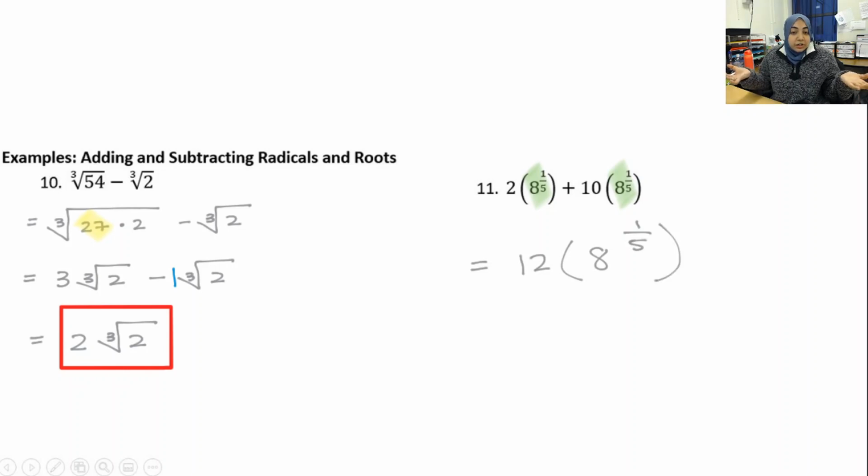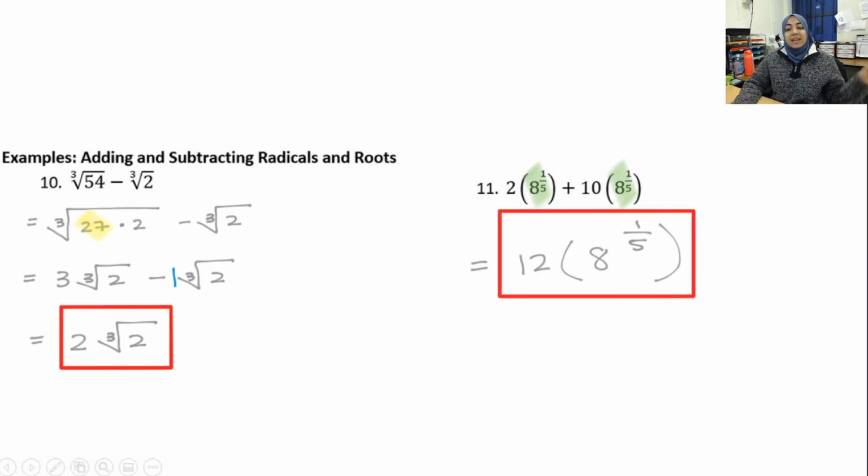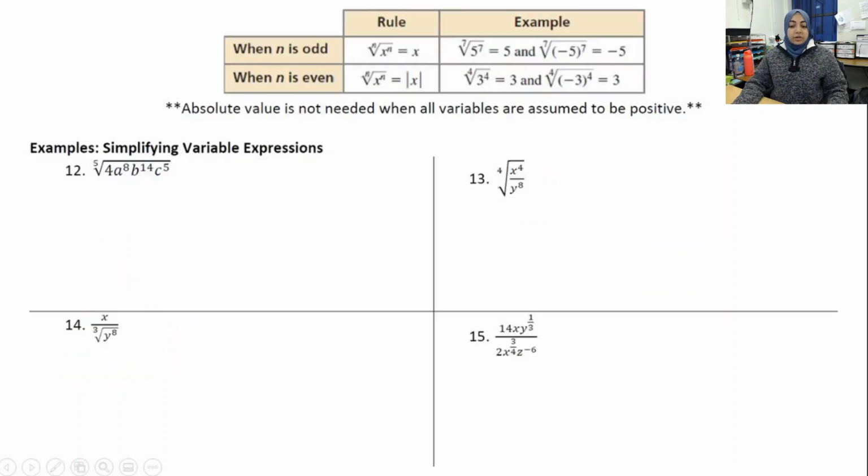I bet you were trying to overcomplicate that. That's all there is to it. All right, now let's throw in some variables and see what happens. So now we do need to pay attention to whether the nth root is an even nth root or an odd nth root because of this reason right over here.